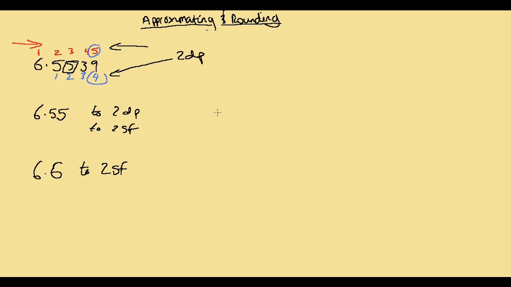Okay, what about if we wanted to round it to, say, 4 significant figures? Well, it's no different at all. The fourth significant figure is this 3 here. Remember, significant figures were in red and decimal places were in blue. So we know we've got 6.55, and then whatever number goes here will be the 4th significant one. It was a 3, but its neighbour is 9. We need to round it up. This becomes a 4.